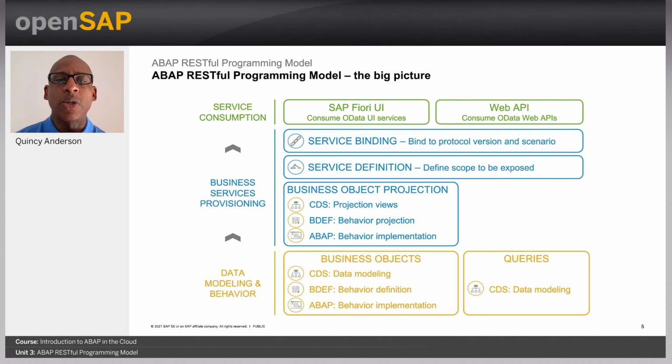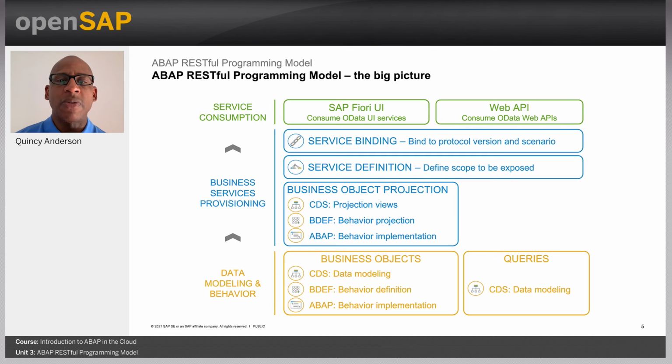Now, in the real world, you may have hundreds of different OData services. One service may retrieve customer information, and another different service may create new sales orders. Each and every one of those unique OData services will have its own service definition, which we see on the screen.